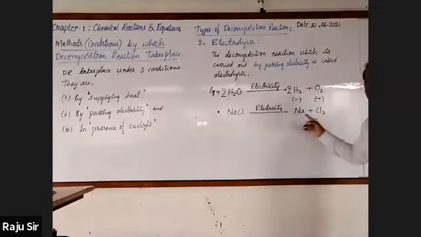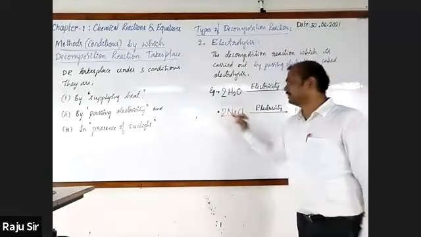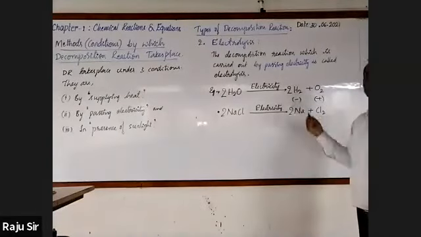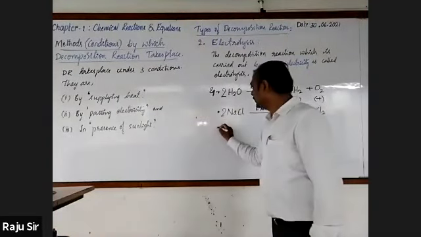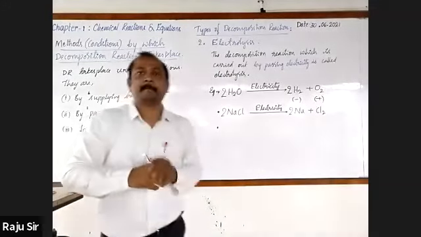Now let's go for balancing. Here 2 atoms of chlorine, here only 1 atom, so here I'll write 2. Then 2 atoms of sodium, here 1 atom, so here you multiply by 2. Next, students, let me give you one more example.